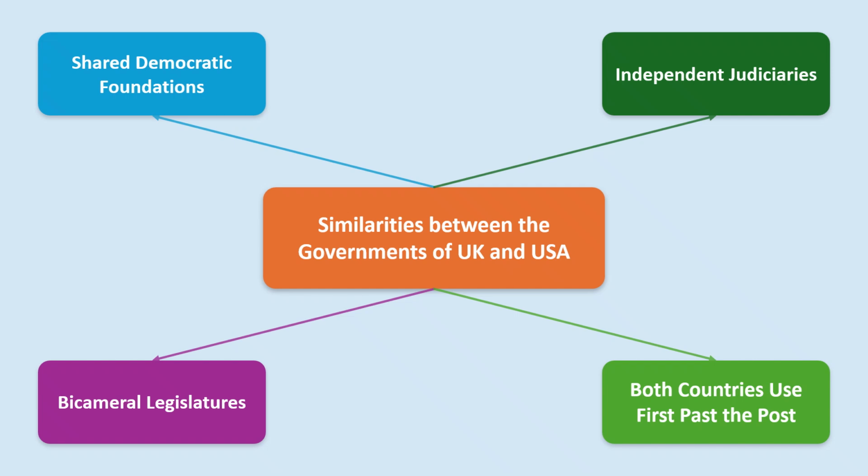Next is independent judiciaries. Both the United Kingdom and the United States maintain a system of courts that operates independently from the executive and the legislative branches. So what happens is this judicial independence upholds the rule of law and ensures impartial justice.